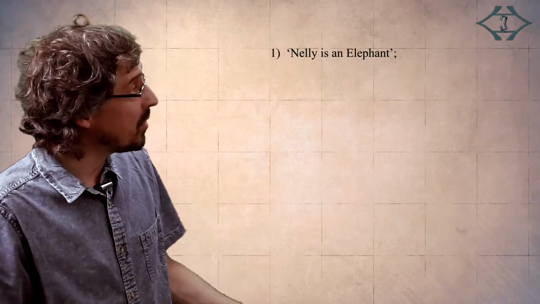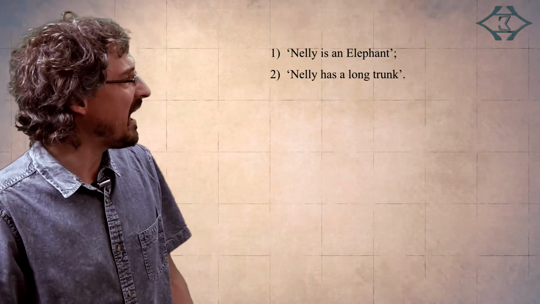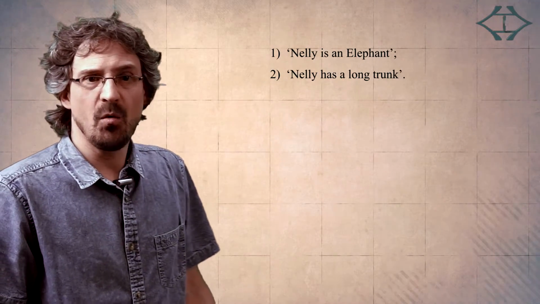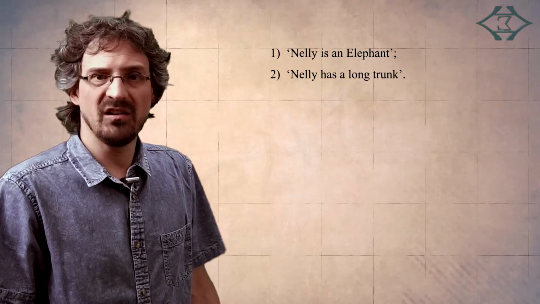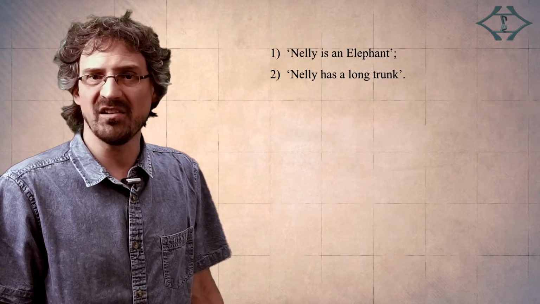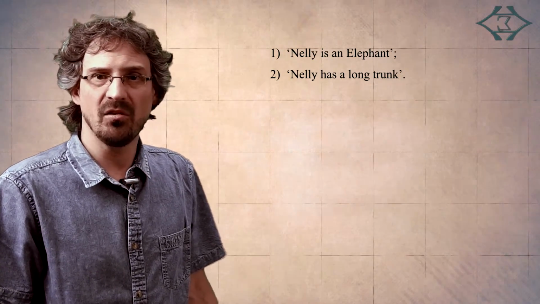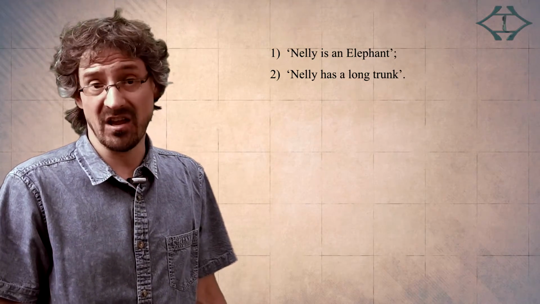So let us take a look at some basic ways of combining propositions. We shall start by considering non-mathematical objects. Consider the two sentences. The first one, Nelly is an elephant, and the second, Nelly has a long trunk. We identify both of these sentences as propositional statements, since it is meaningful to speak of their truth or falsity. That is, Nelly is either an elephant or she is not, the truth determinable via taxonomic classification.